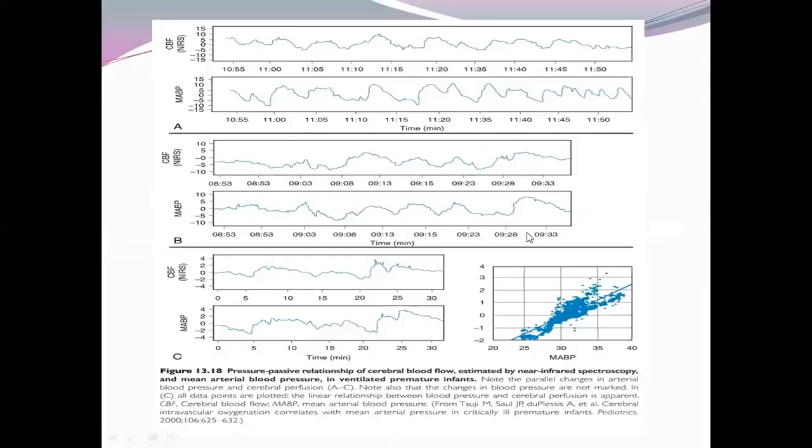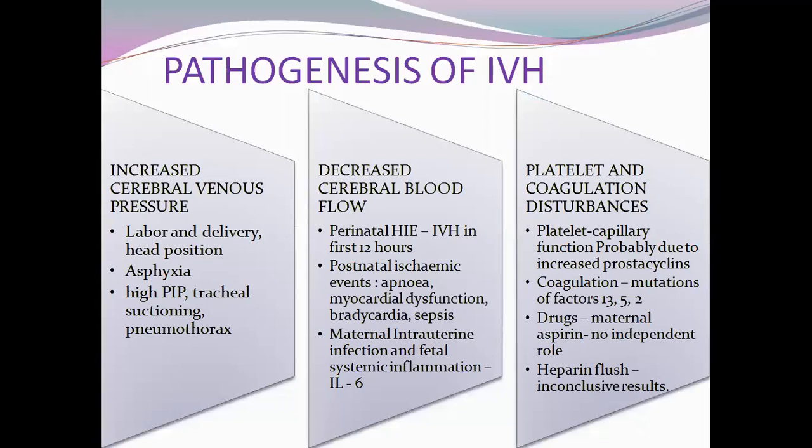And it has also been found that there is a pressure passive relationship of cerebral blood flow, which means that the changes in the mean arterial blood pressure are exactly reflected in the cerebral blood flow, as you can see here. And so this pressure passive circulation makes the cerebral vasculature of preterm neonates vulnerable to intraventricular hemorrhage.